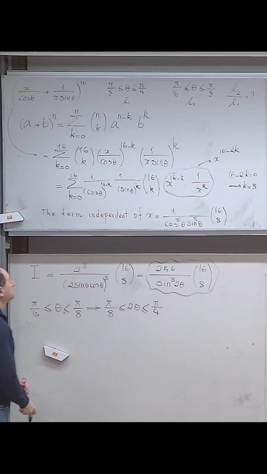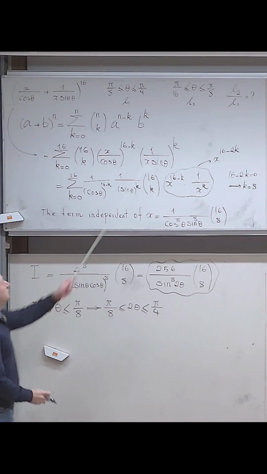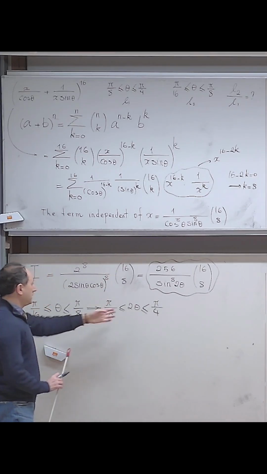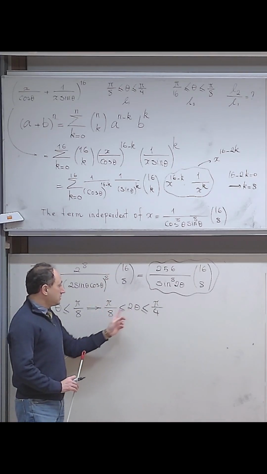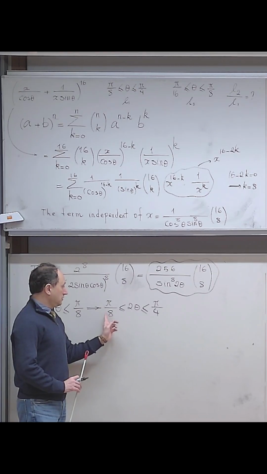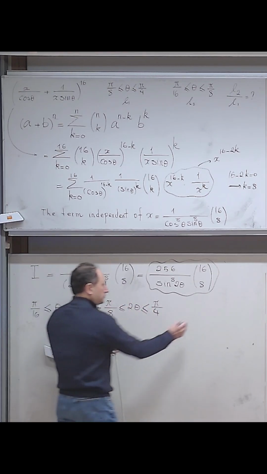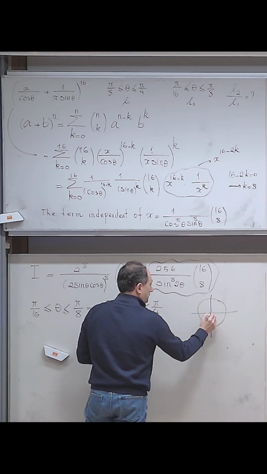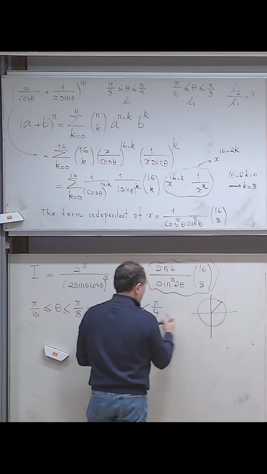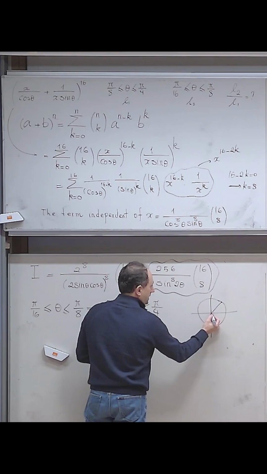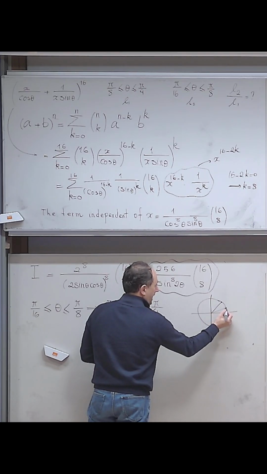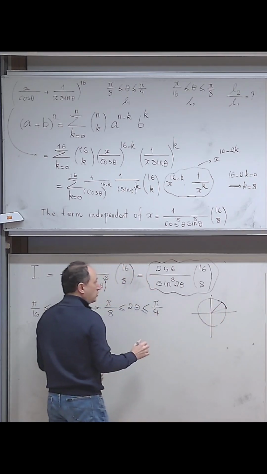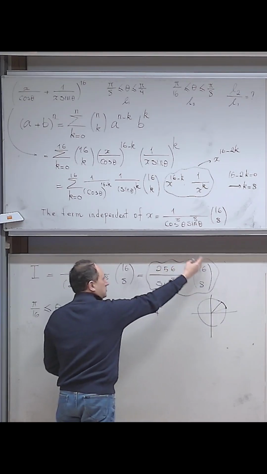Is that right? Oh, I considered this one first. No matter, so then I will consider this one. This is 2 theta. So now 2 theta is somewhere between pi over 8 up to pi over 4. If I go to the unit circle, pi over 4 is here, and pi over 8 is half of this angle. So the angle 2 theta is going from here to here. And my goal is to find the minimum of this expression.